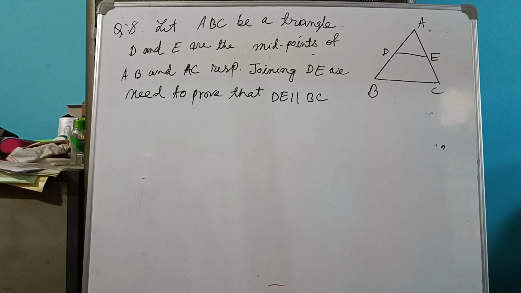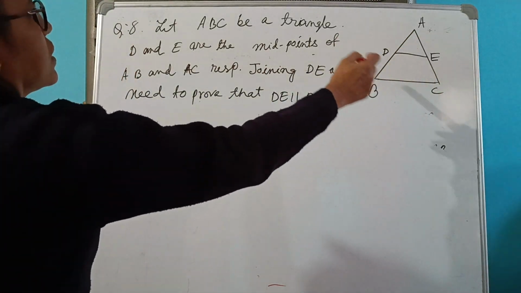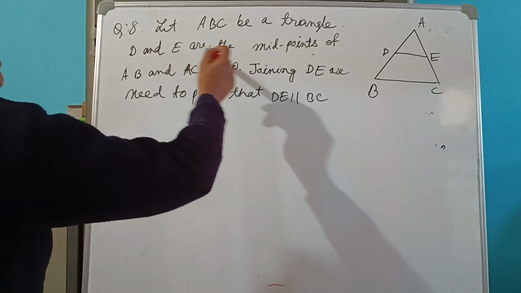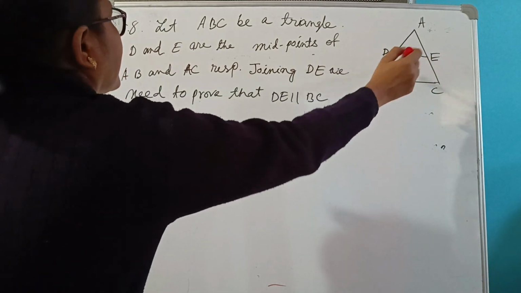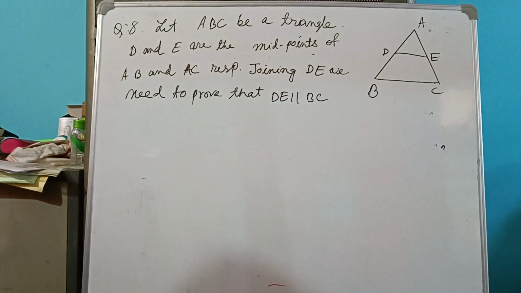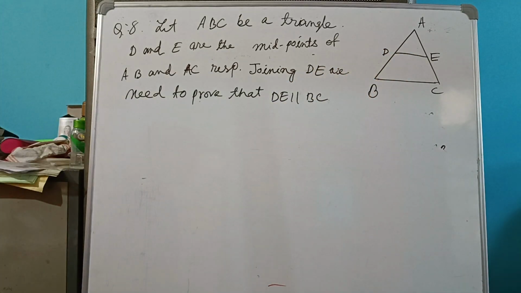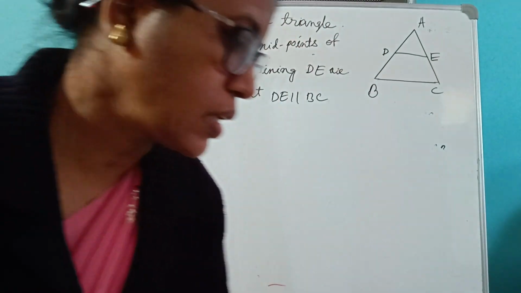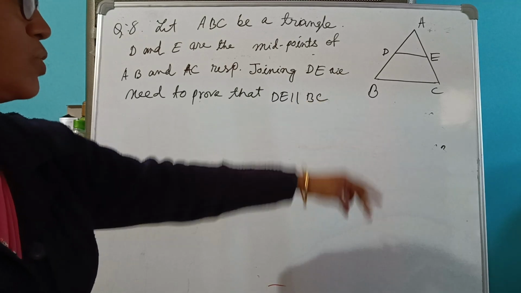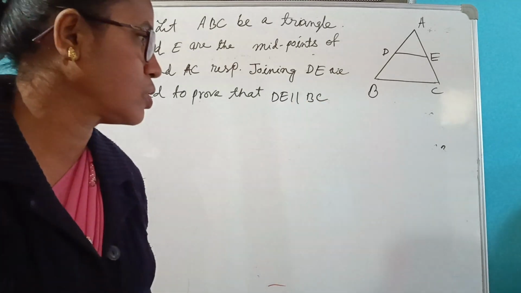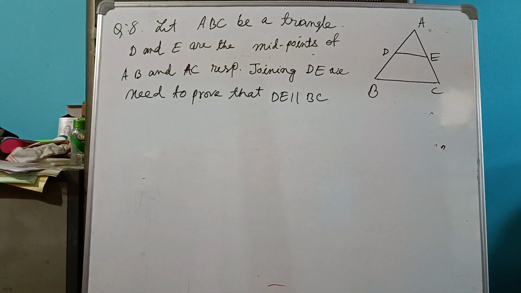Question number 8. What is given? Let ABC be a triangle. And what are the conditions given? D and E are the midpoints of AB and AC respectively. Joining DE, we need to prove that DE is parallel to BC. Here, what clue is given? The clue is we have to use theorem 6.2. But in the examination, we do not get the clue. We must think and write.